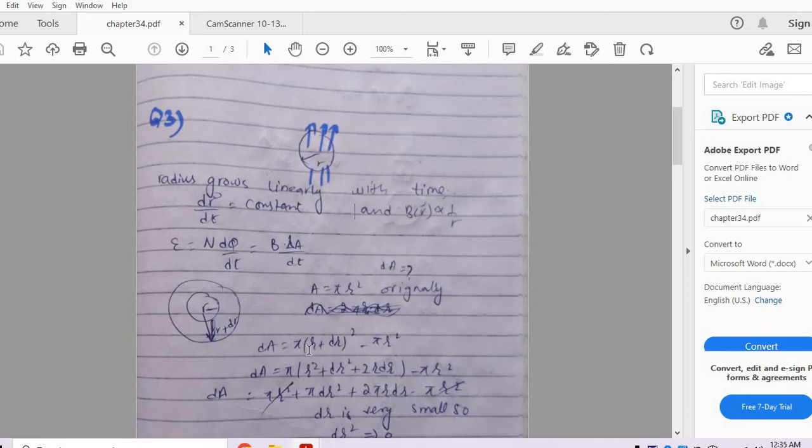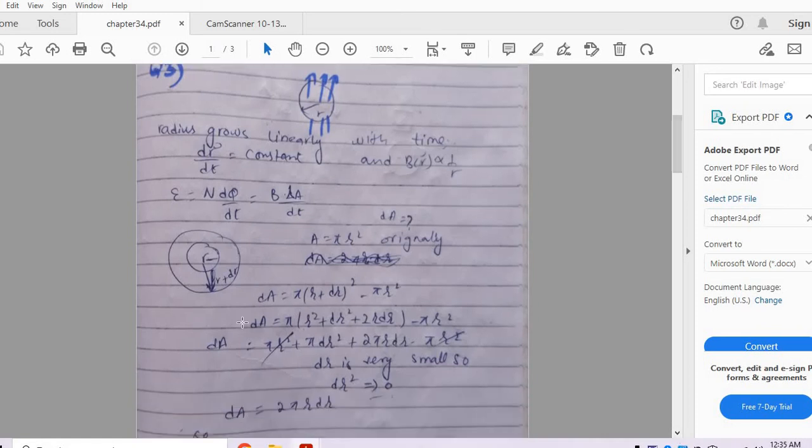When we expand this equation (r plus dr) whole square, we use the formula (a plus b) whole square, that is a square plus b square plus 2ab, minus pi r square as it is. After simplifying this equation, we get pi r square plus pi dr square plus 2 pi r dr minus pi r square. Pi r square will cancel out, and we know that dr is very small, so we are taking dr square as 0. So we have dA is equal to 2 pi r dr.